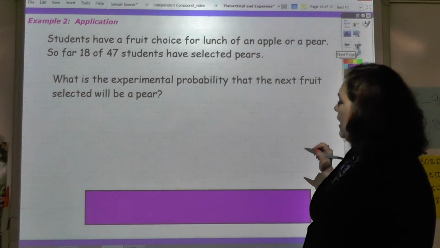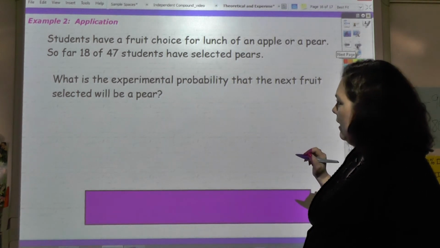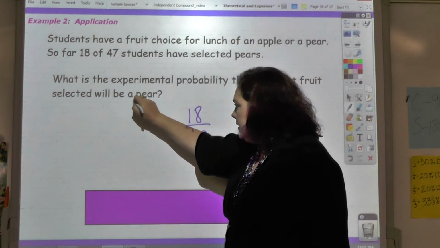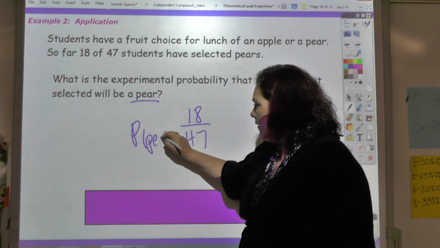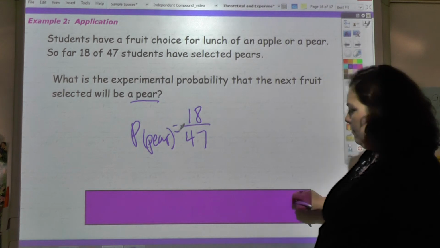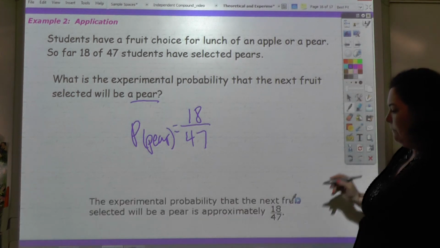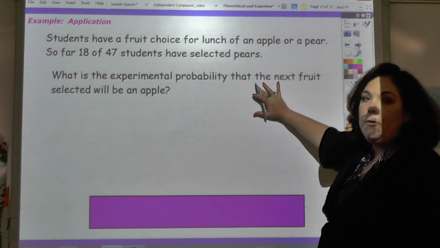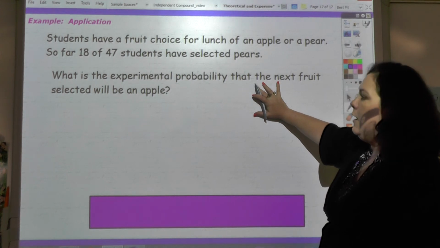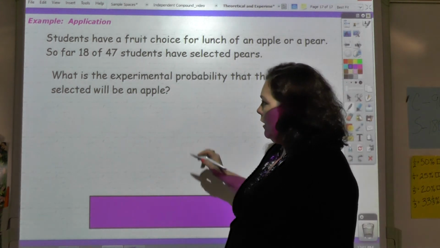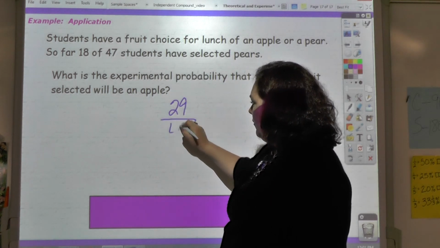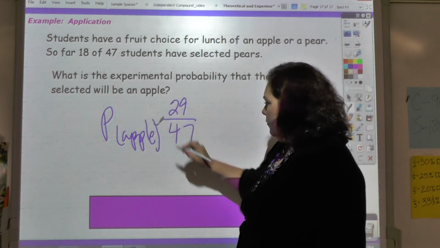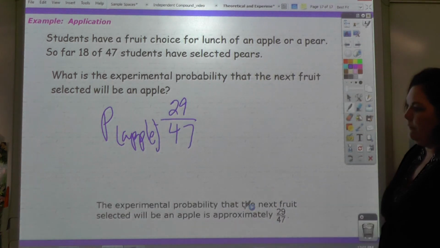Students have a fruit choice for lunch, apple or pear. So far, 18 out of 47 have selected pears. And so 18 out of 47 would select a pear, probability of a pear. And this is, of course, experimental probability. And then this is asking the probability of an apple. Well, that's just the complement of the pear. Since 18 chose pear, then 29 would choose apple. So probability of apple would be 29 out of 47.